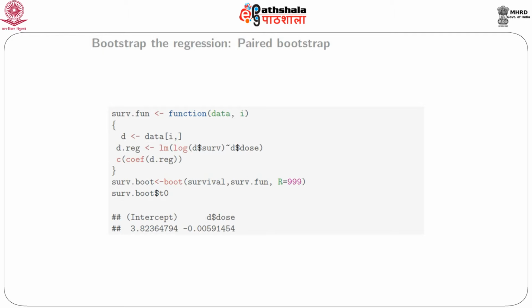So, to illustrate the effect of an outlier in the regression, we resample the cases. That is, here we perform the paired bootstrap. And how do we resample it? We create a function called surv.func, which is a function of data and i, and then d is data[i, ], and d.reg is lm(log(d$surv) ~ d$dose), and we just extract the coefficients by coef(d.reg).